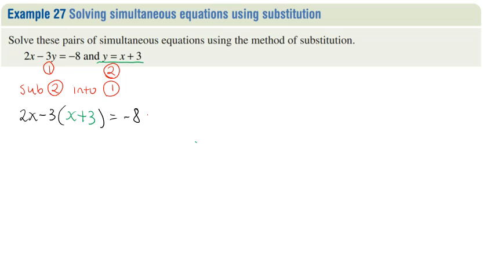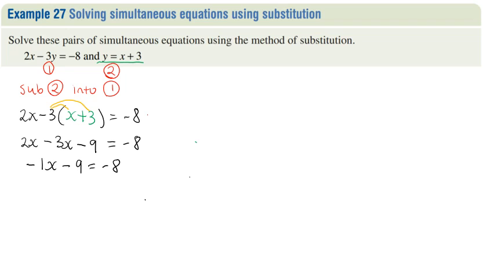So then this is the one extra thing you need to do here, because it's not just 3 times one thing, I've got to multiply this by both of these parts of the bracket. So I'm going to have 2x and then negative 3 times x and negative 3 times positive 3. So negative 9 equals negative 8. So now I simplify it. 2x minus 3x, so I've got minus 1x minus 9 equals negative 8.